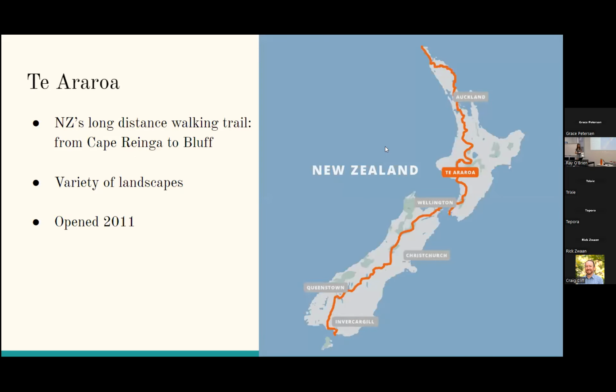So back to Te Araroa. This is a map of the trail. It goes all the way, typically starting from the north, so from Cape Reinga to Bluff. And yeah, it really does encompass a variety of landscapes. There's farmland sections, road sections, but also some really backcountry, rugged New Zealand alpine sections and all of that.